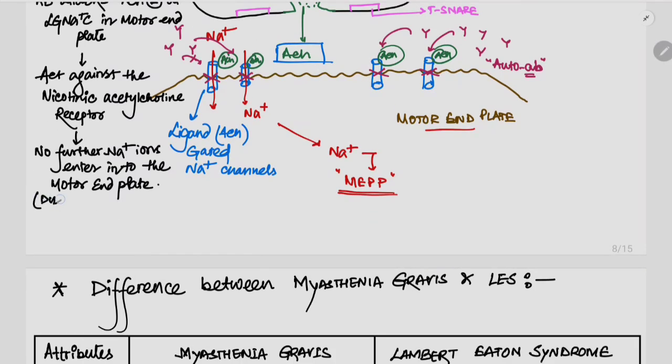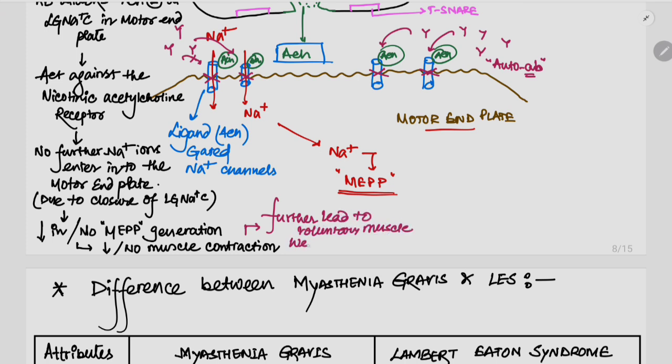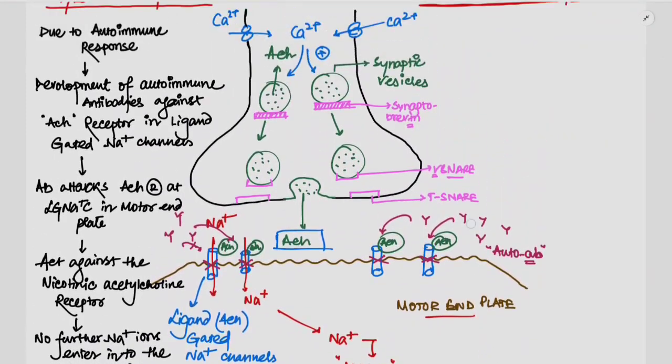So due to closure of ligand gated sodium channels, there is decrease or no motor end plate potential generation, which leads to less or no muscle contraction, which further leads to voluntary muscle weakness that escalates with the continuing activity, right? So this is the main pathogenesis of myasthenia gravis.